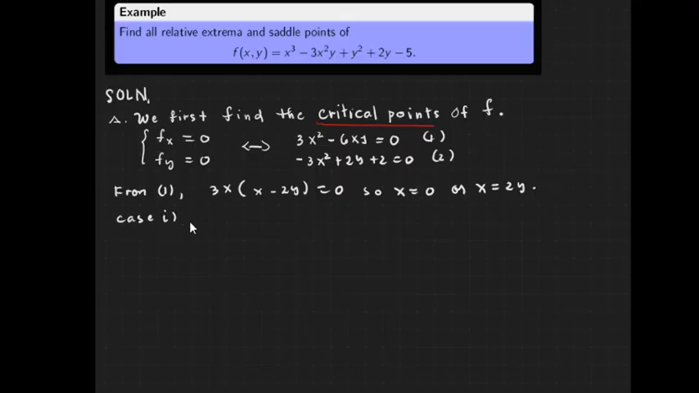So in the case where x is 0, we can obtain the value of y by using equation 2. From 2 we get 0 plus 2y plus 2 equals 0, or y equals negative 1. And so the critical point corresponding to this case is (0, negative 1).